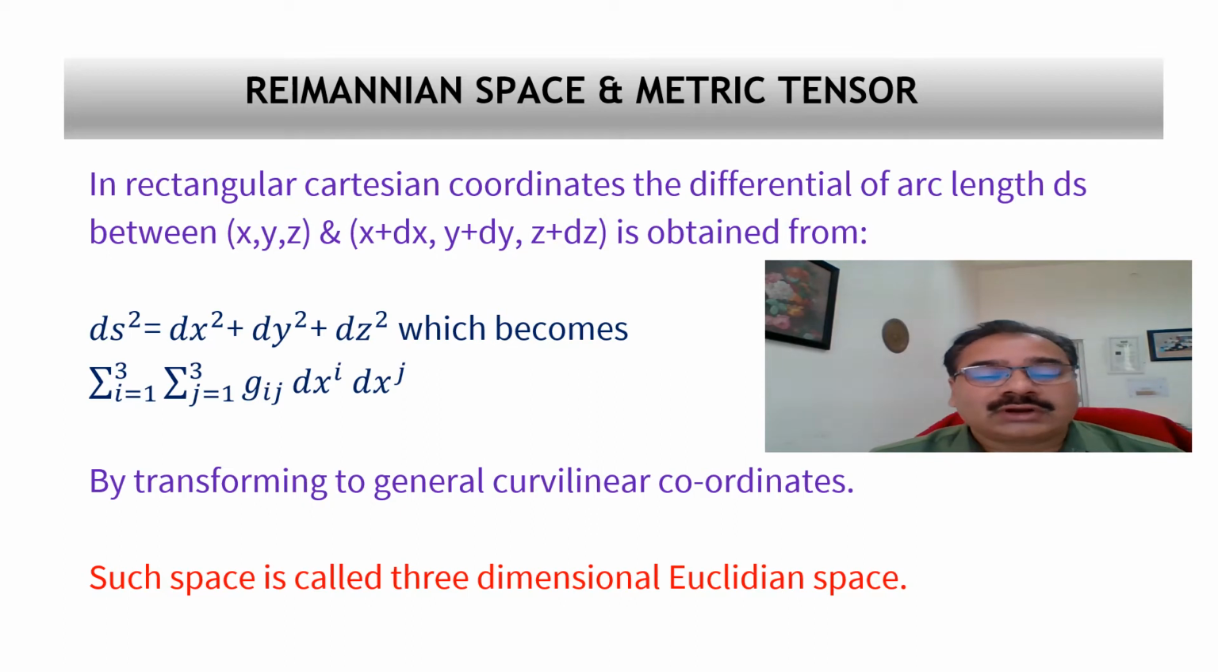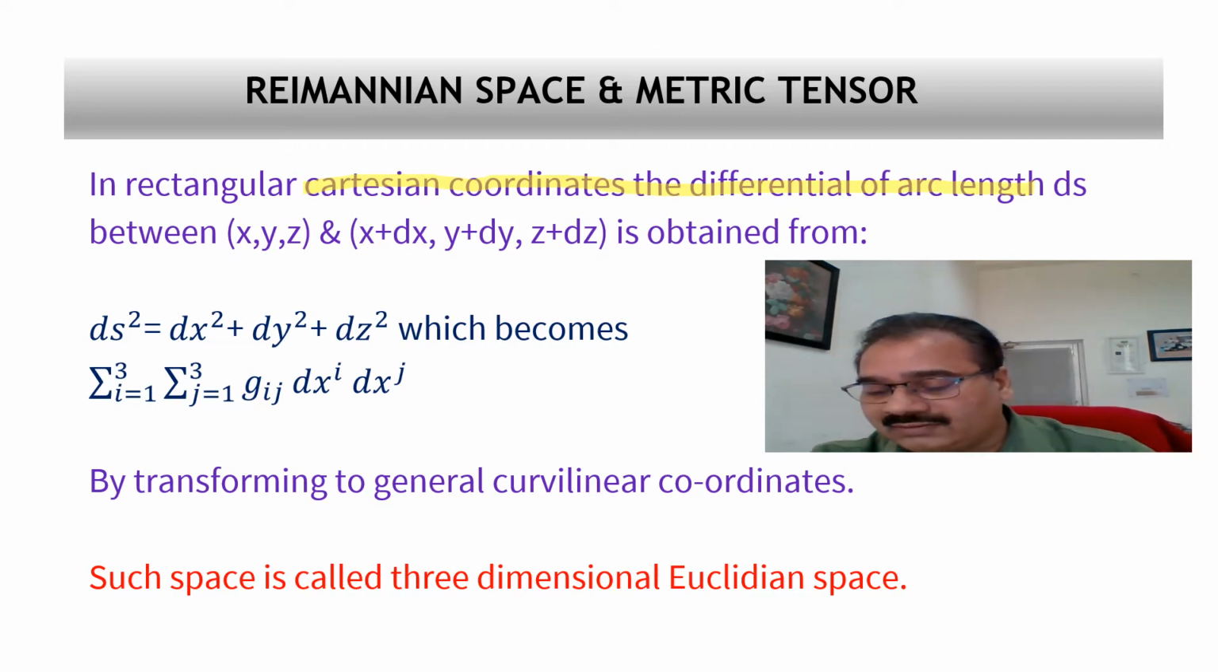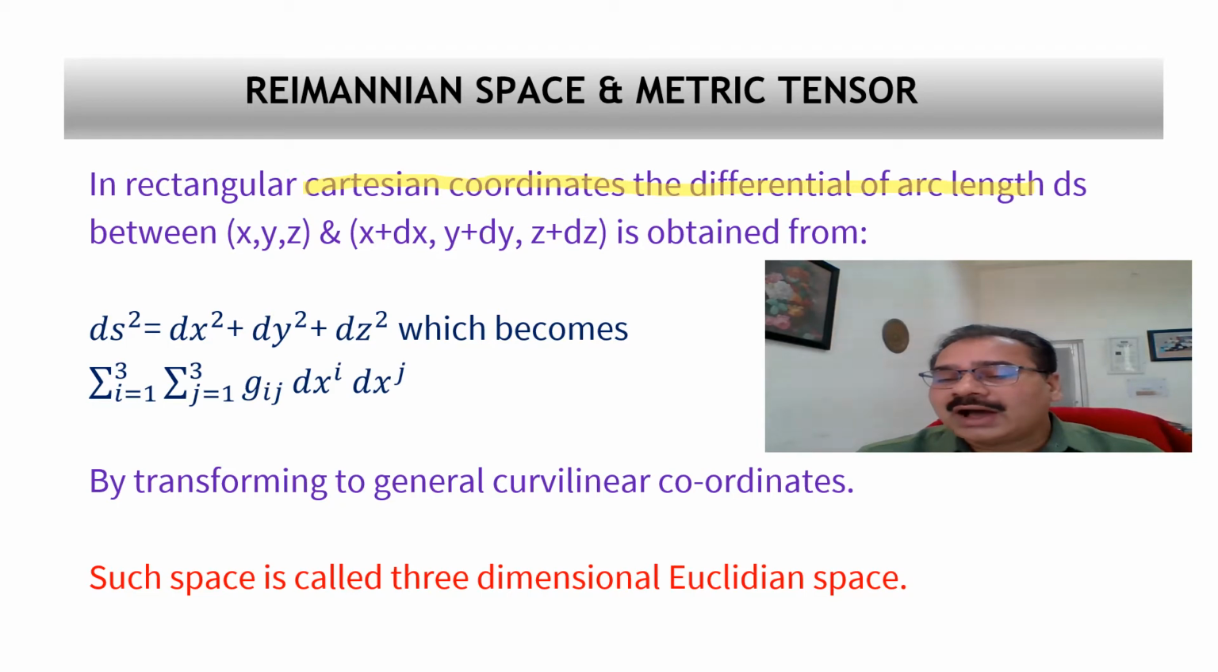So in rectangular Cartesian coordinates, the differential of arc length, we always discuss this arc length ds, between the coordinates x, y, z and the neighborhood coordinates x plus dx, y plus dy, and z plus dz, is obtained from this metric.